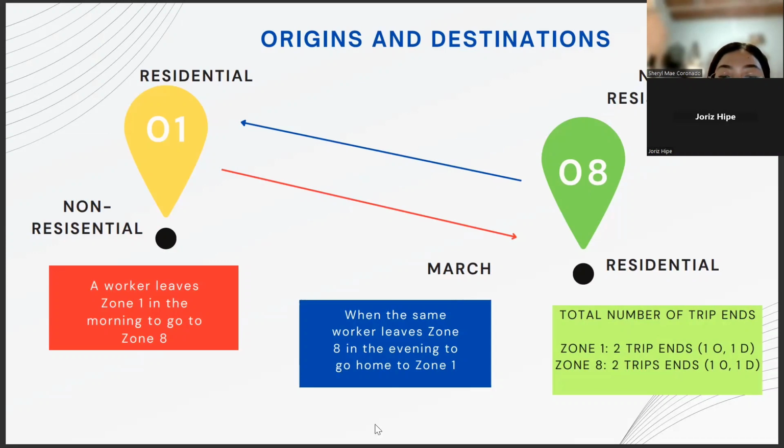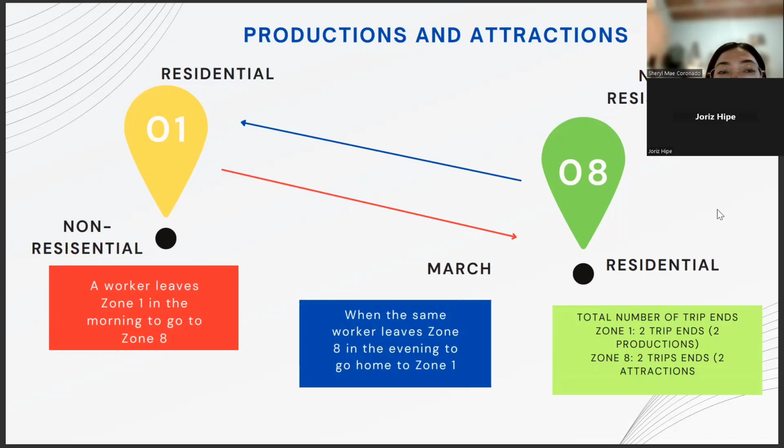When the same worker leaves zone 8 in the evening to go home to zone 1, that is one destination for zone 1 and one origin for zone 8. Therefore, the total number of trip ends in origin and destination in zone 1 is two trip ends, which is one origin and one destination. In zone 8, we also have two, which is one origin and one destination.